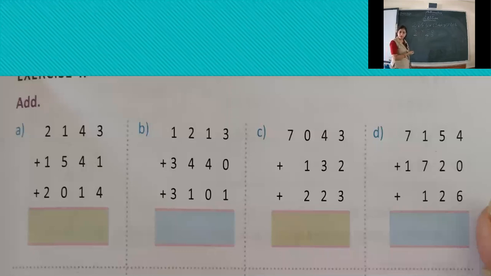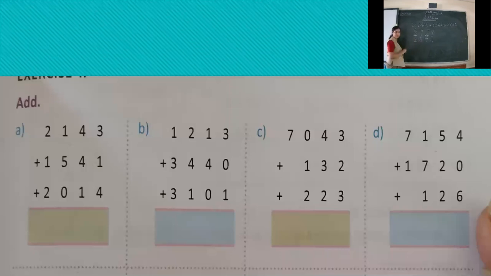Okay, it's only a revision and you all can do it very easily. Now my second number is 1541. Again, I'm starting from ones. 1 will come here, 4 will come at tens place, 5 will come at hundreds place, and 1 will come at thousands place. Next, and the last number, third number is 2014. Again, we'll write 4 at ones place, 1 at tens place, 0 will come at hundreds place, and 2 will come at thousands place.